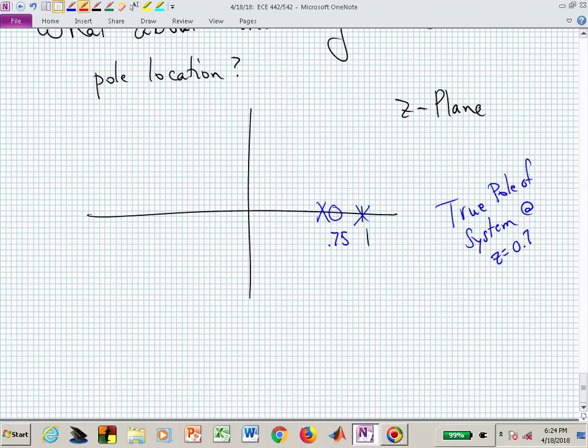We assumed our pole was at 0.75, and so we based our controller on that, so we fixed a zero at 0.75. And we said a PI controller, that's giving us a pole at 1. Now we have our true plant's pole at 0.7. What does the root locus of this look like?